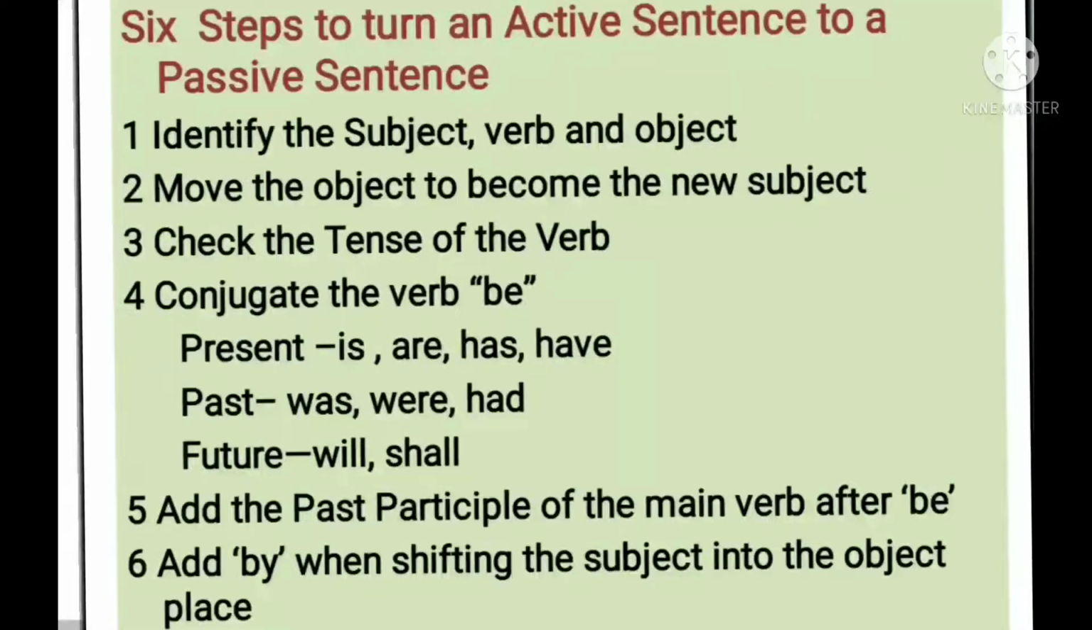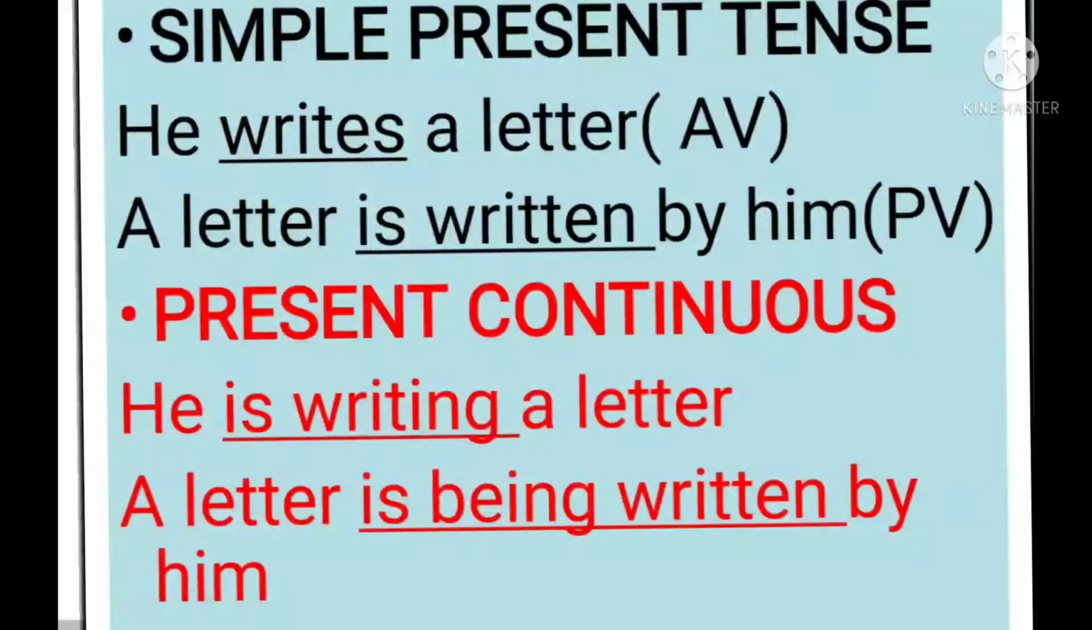Move the object to become the new subject. Check the tense of the verb. Conjugate the verb be in the present, past and future. You have all those tenses there. Add the past participle of the main verb after be and add by when shifting the subject into the object's place. He writes a letter is active voice. A letter is written by him will be your passive voice.